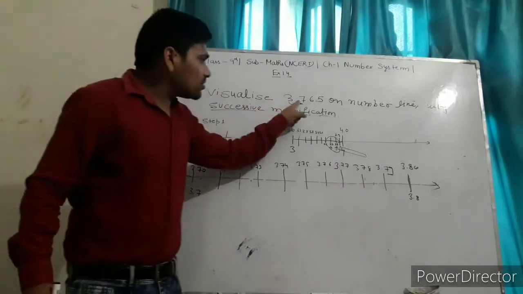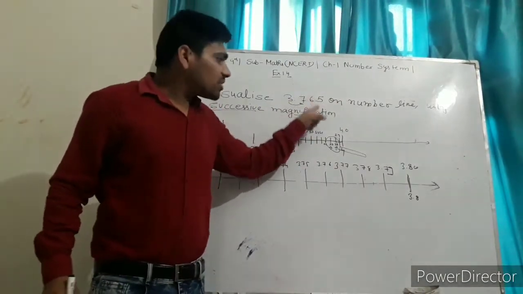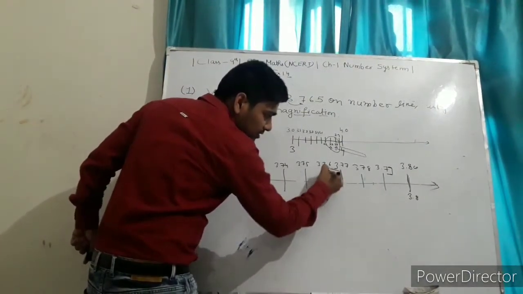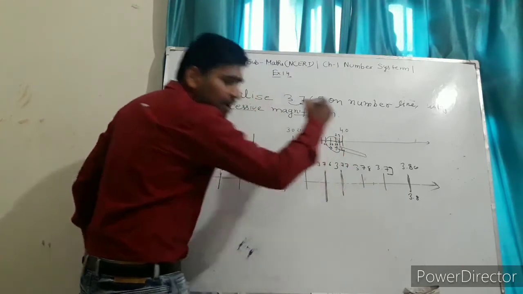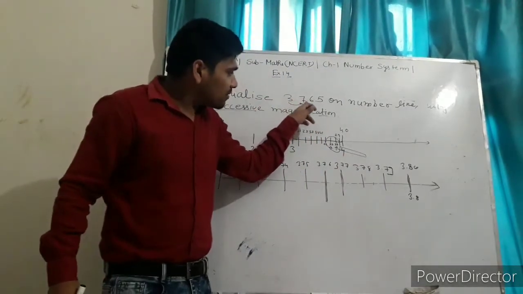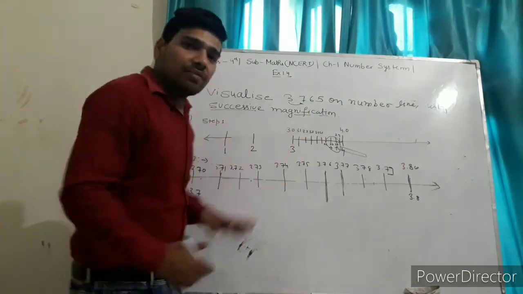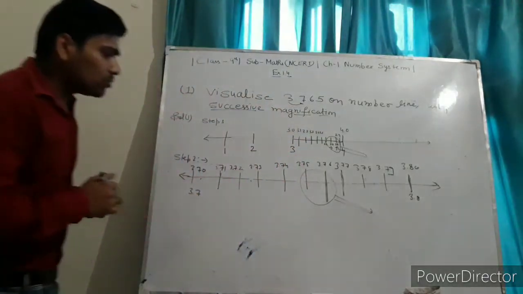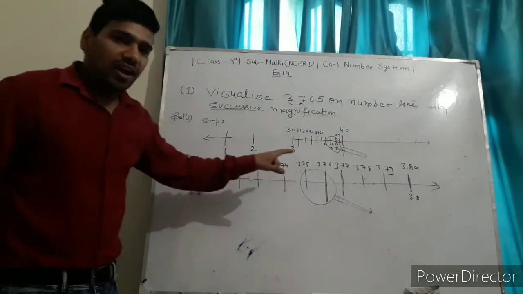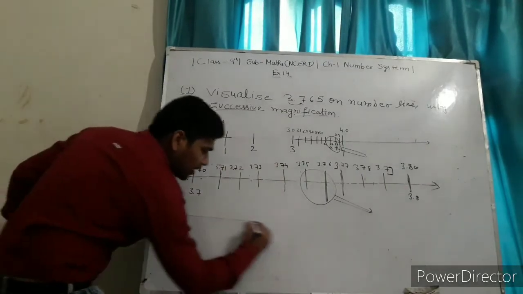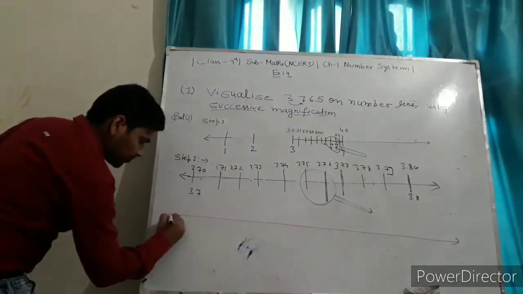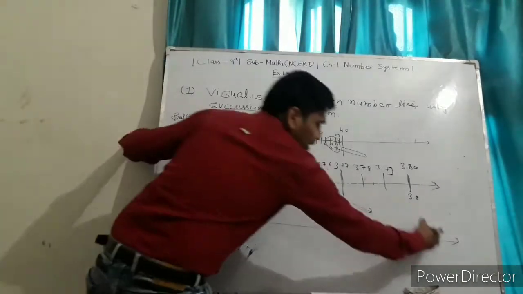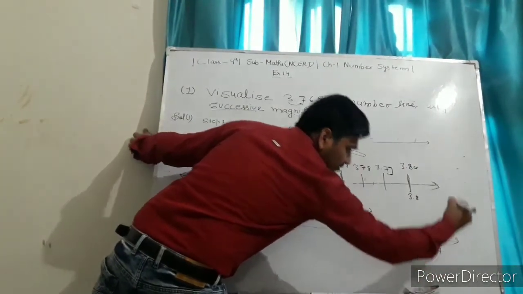Now this is 3.76 and something. It will definitely lie between 3.76 and 3.77, because it is more than 3.76 and less than 3.77. So I have to magnify this portion again. Again I am drawing what I am observing: suppose this is your 3.76, and this is your 3.77.